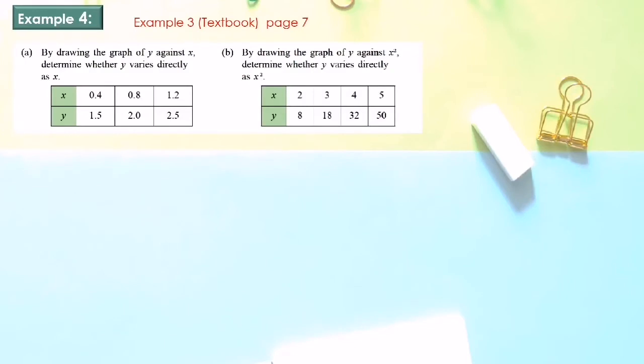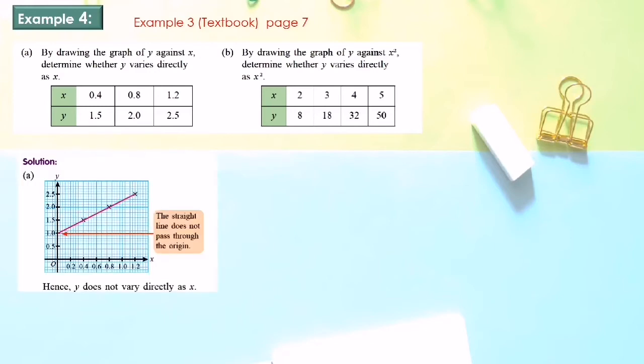Okay, for example 4, by drawing the graph of y against x, determine whether y varies directly as x. So when you draw the graph, you obtain the straight line like this. The straight line does not pass through the origin. The origin is 0, 0 here. So here, y does not vary directly as x.